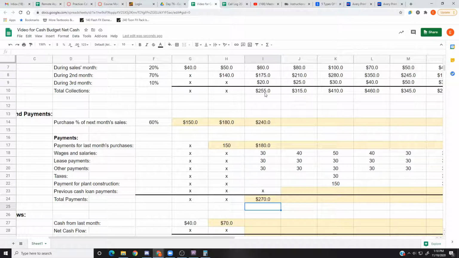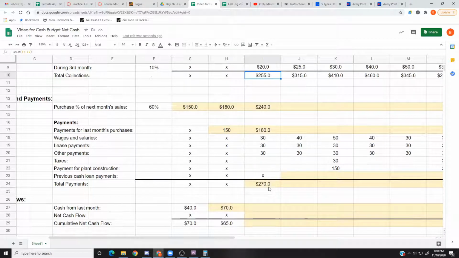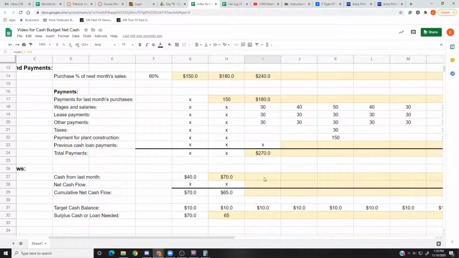Now, I only made $255. That's a problem. Yeah, I made $255, but I spent $270. So that's going to be an issue. All right, let's keep going. Last month, how much did I have? Well, it was $65 right there. That's what I had. I'm going to bring it up here.